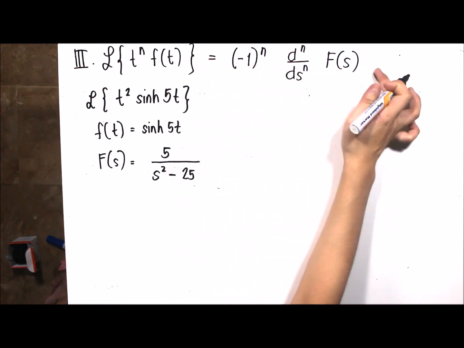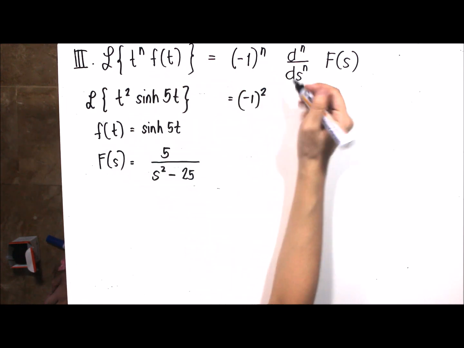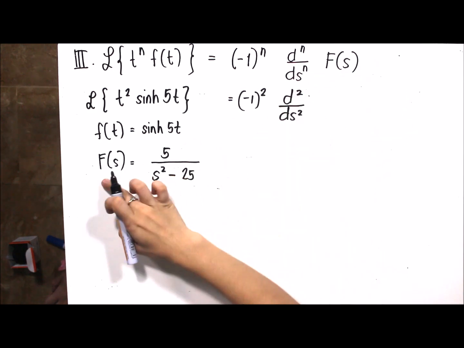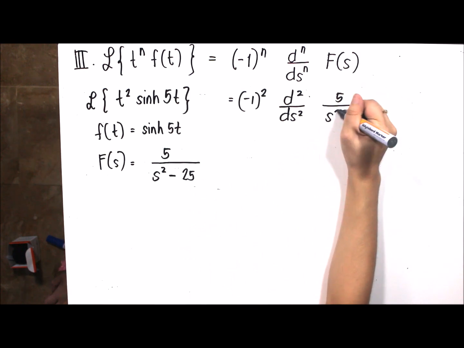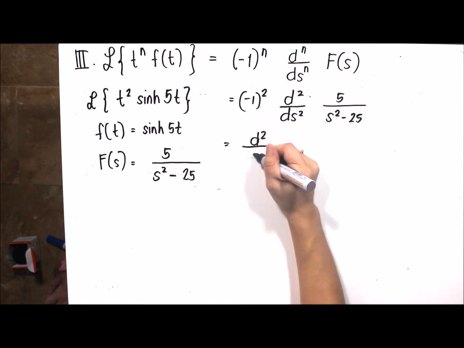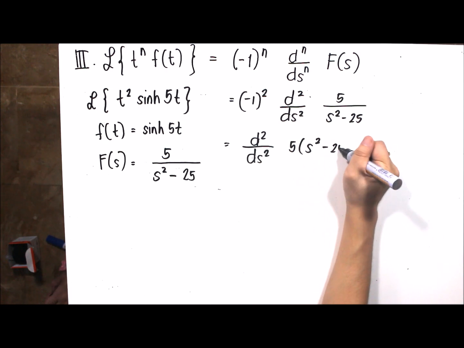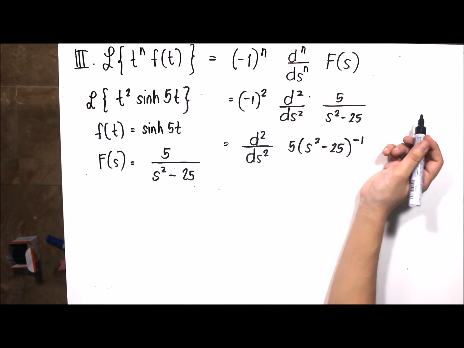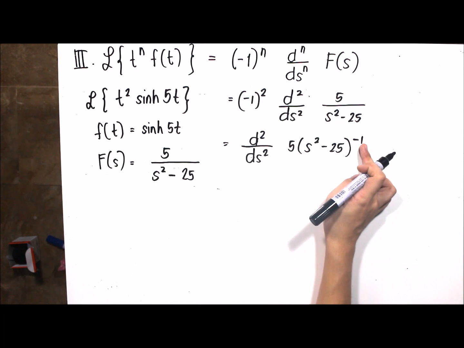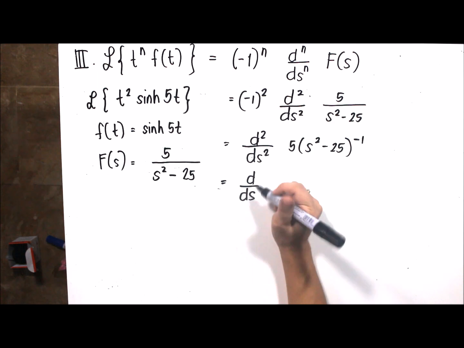Applying the formula, we have negative 1 exponent of t, which is 2 squared. Second derivative of f of s, where f of s is 5 over s squared minus 25. Therefore, this is positive 1, and we simply take two derivatives of 5 times s squared minus 25 raised to negative 1 para madali natin siyang ma-derivative. So, with this function, power rule lang ulit. So, applying one derivative, ibig sabihin may isa na lang tayong i-derivative.